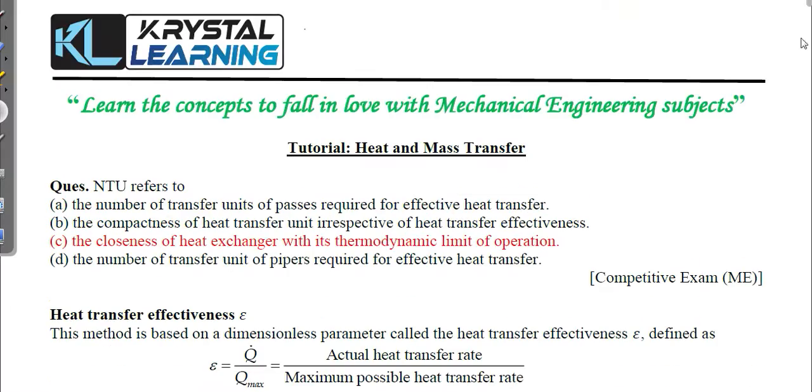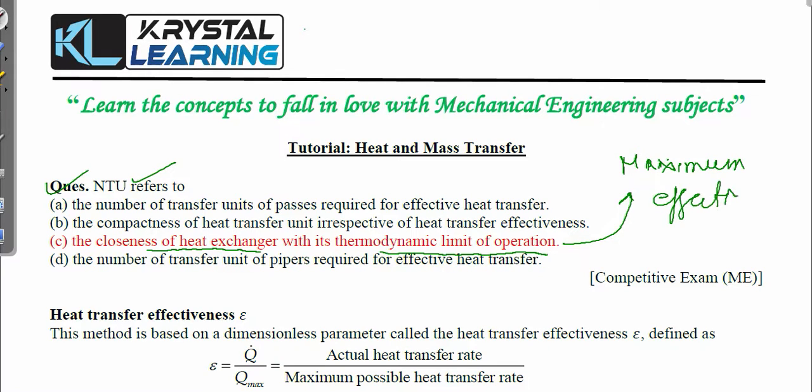So now I believe the meaning of this question is clear: NTU refers to the closeness of the heat exchanger to its thermodynamic limit of operation. What will be the maximum effectiveness? This thermodynamic limit of operation means the maximum effectiveness of heat transfer of that heat exchanger. So the NTU value refers to how close it is to that maximum limit.